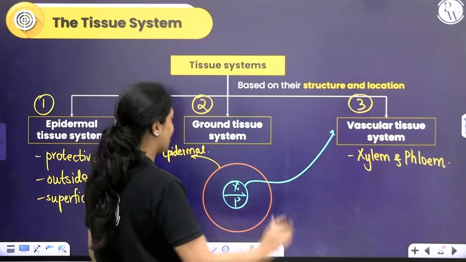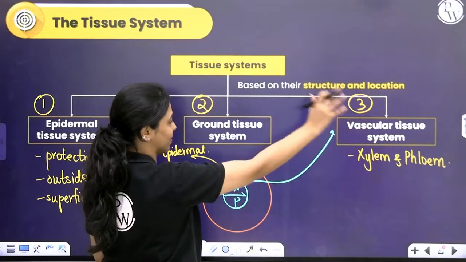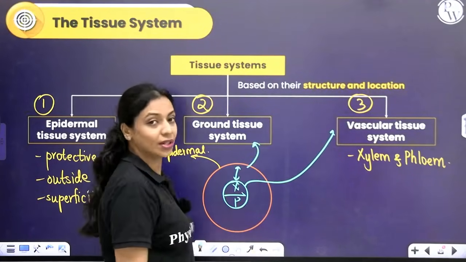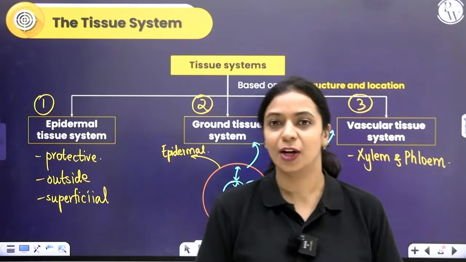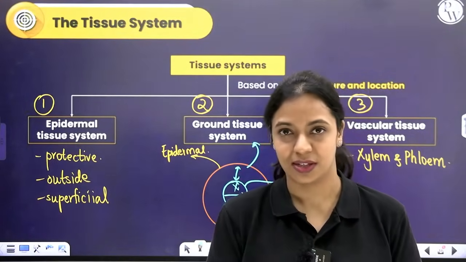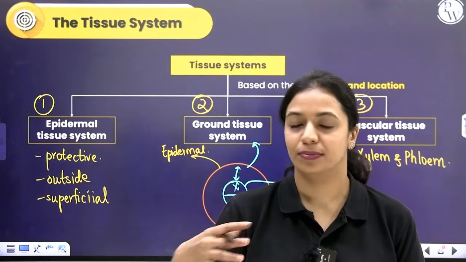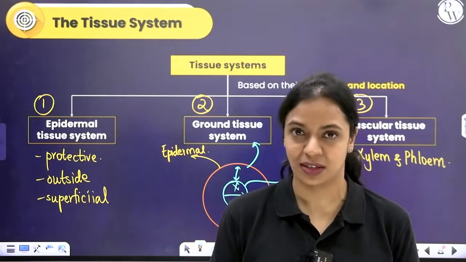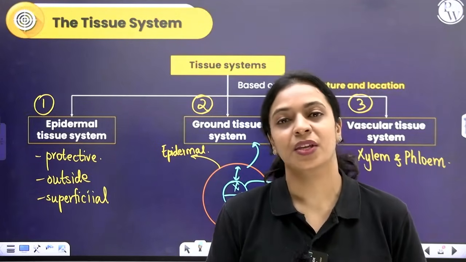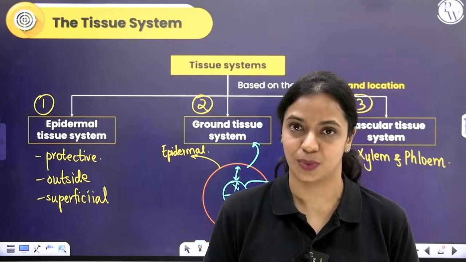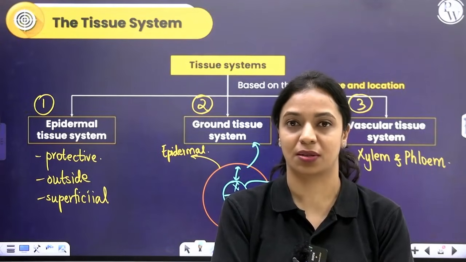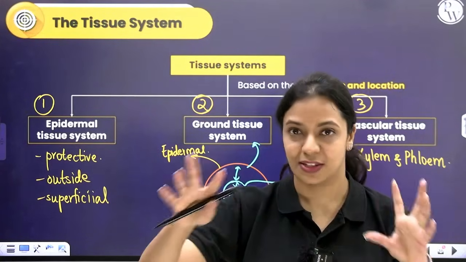Everything else apart from epidermal tissue system and vascular tissue system, whatever else is present, that is our ground tissue system. It's similar to the connective tissues in animals, which connect different organs and different tissues in humans, in animals. Similar to that, you have something called the ground tissue system. Outermost layer, epidermal tissue system. Xylem and phloem, vascular tissue system.